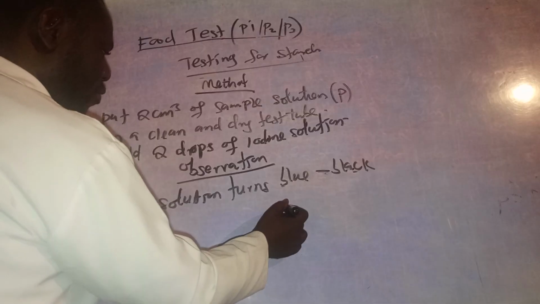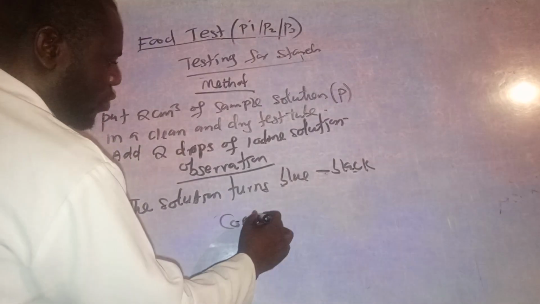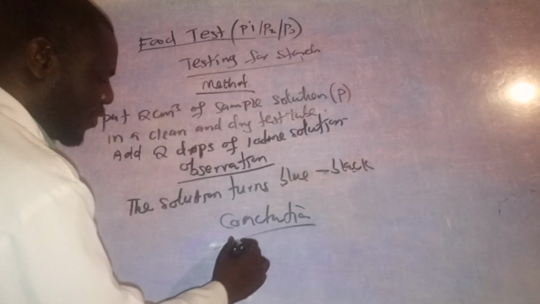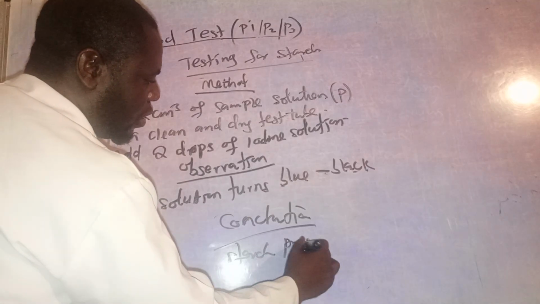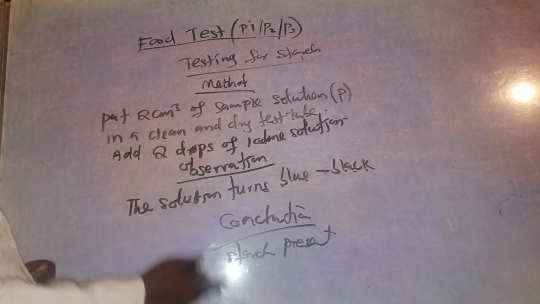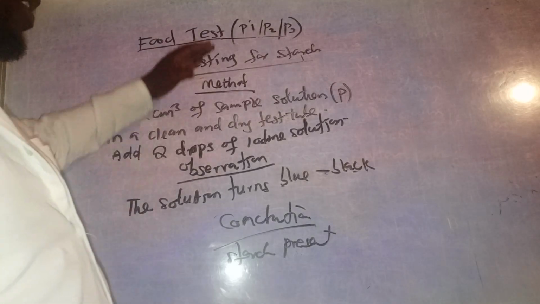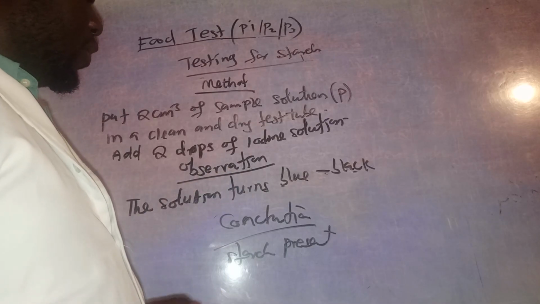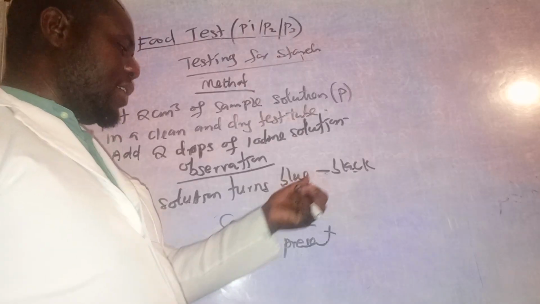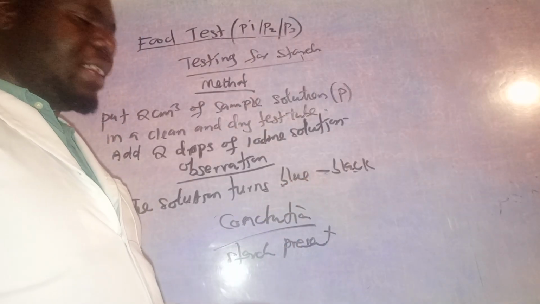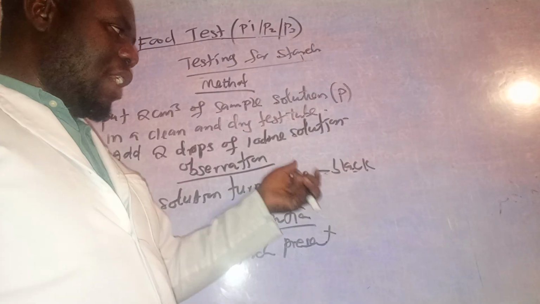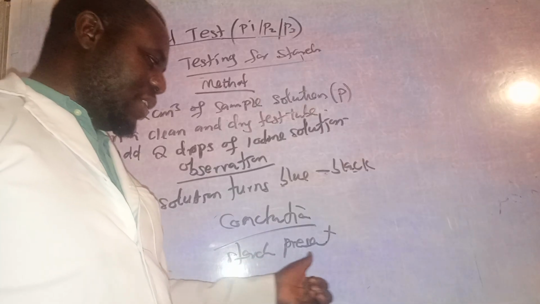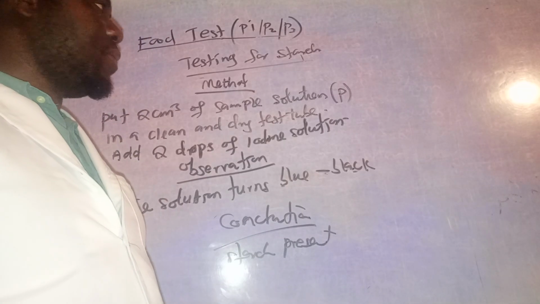Okay. Then conclusion. Since here the starch is present, you say starch present, which means the starch is available. Starch is present in the food sample given. So this is the method that you can use to test for starch. If the solution turns blue-black, the conclusion will be starch present, and if the solution remains brown, which means the starch is absent, you say starch is absent in the conclusion part.